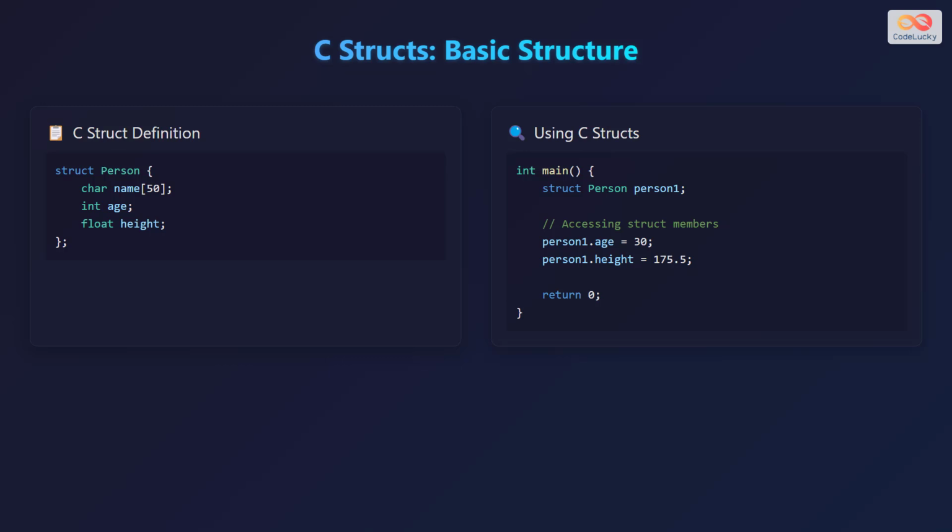On the right, you see how to use C structs. Inside the main function, a variable named person1 of type struct person is declared. Subsequently, the members of person1 are accessed using the dot operator. The age is set to 30 and the height is set to 175.5.